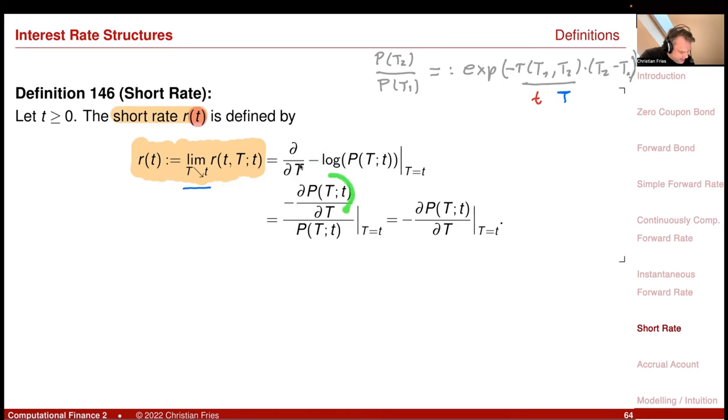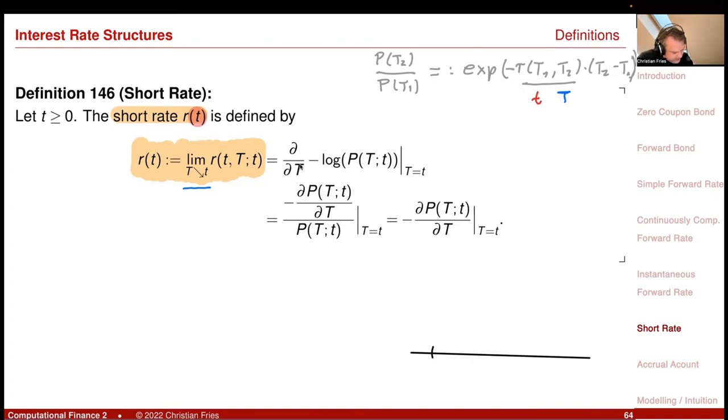Differentiate the logarithm is differentiate the bond divided by the bond. But if you plug in for capital T the little t, then this guy here will be equal to one. So it is just differentiate the zero-coupon bond curve with respect to maturity at the starting point. So the zero-coupon bond curve with respect to maturity would look like this.